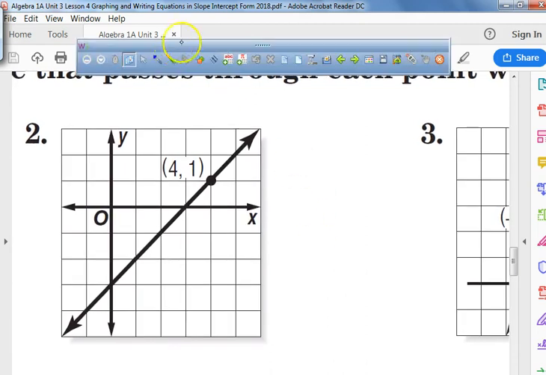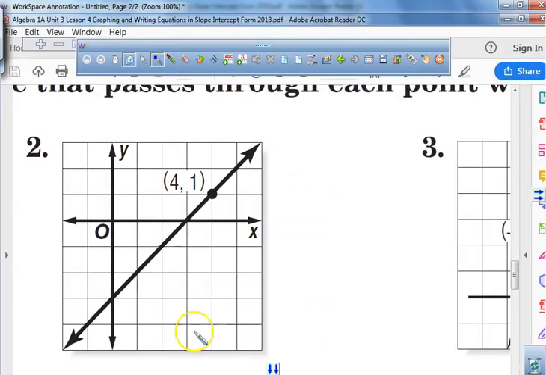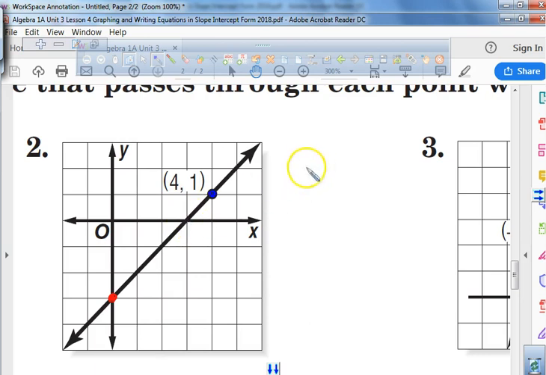Number 2. Here we go. We have a point right here, and we have a point right here. Oh, yeah, that right there, that'd be our x-intercept. It doesn't ask us for our x-intercept, all right? If it did ask us for our x-intercept, we'd say it would be at 3, 0. Okay? What do we need to write? This in slope-intercept form.